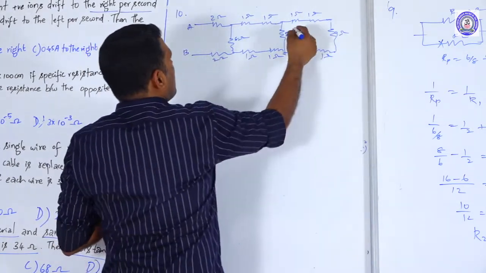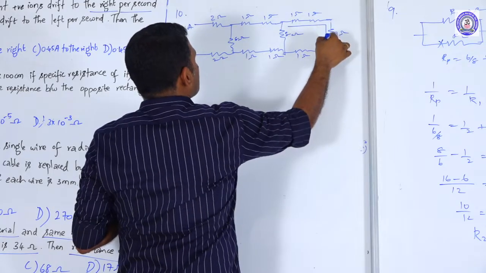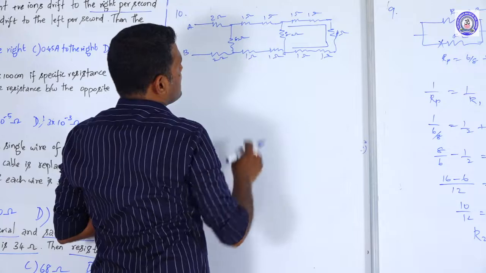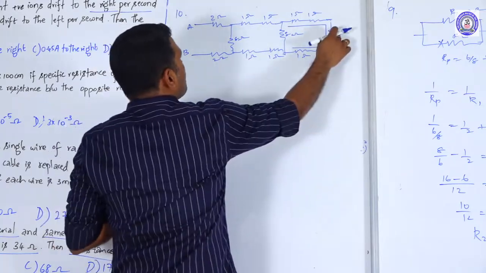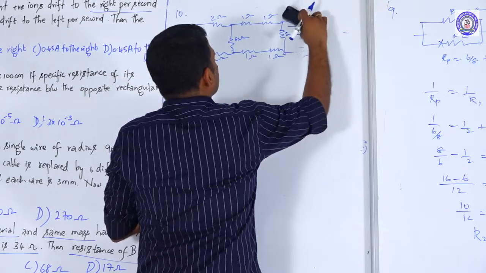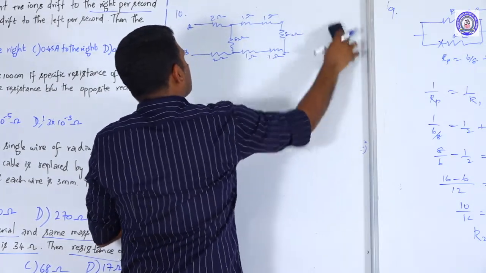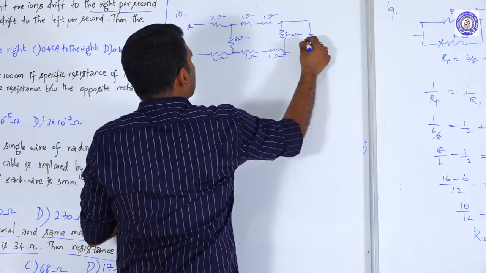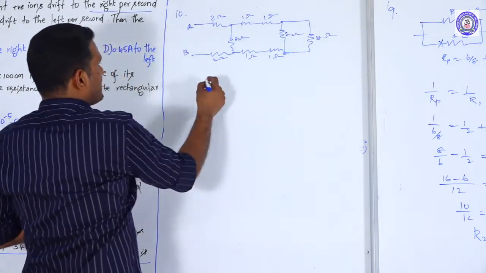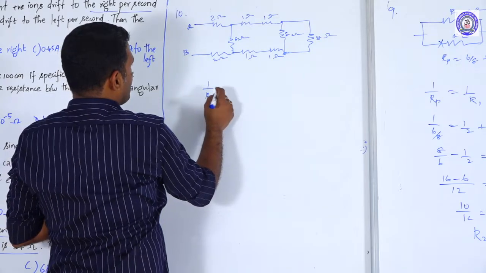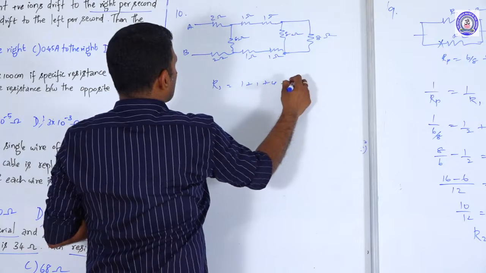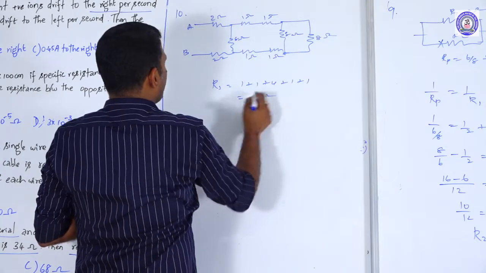Simple. Now, this one resistance, this is 4 ohm, and these two resistances are all in series. So 4 plus 2, 6 plus 2, 8. So all these resistances get simplified as 8 ohm. 8 ohm and 8 ohm. So in the first case, I can write 1 by Rs equals 1 plus 1 plus 4 plus 1 plus 1. So it is 8 ohm.